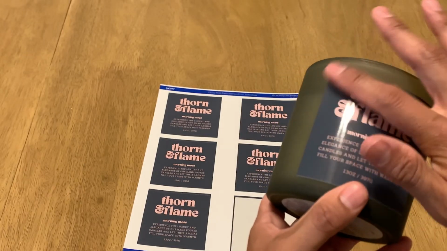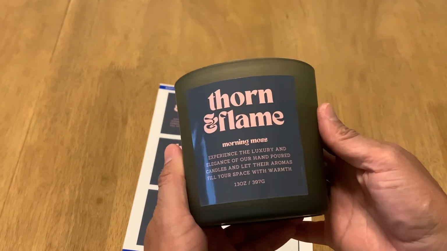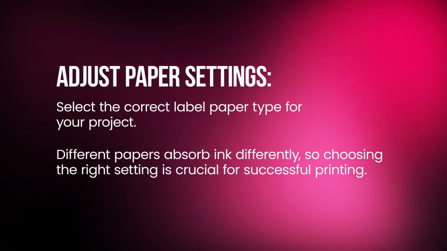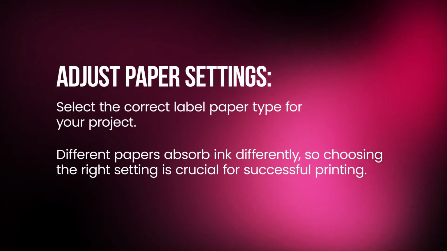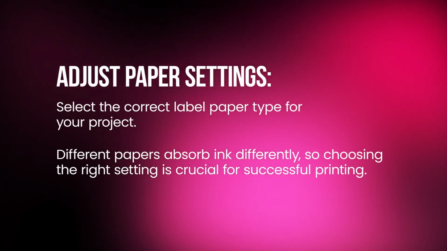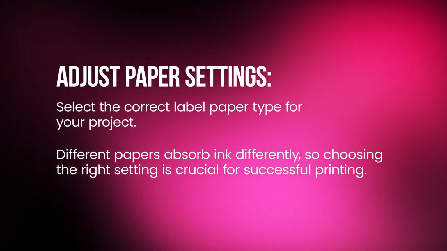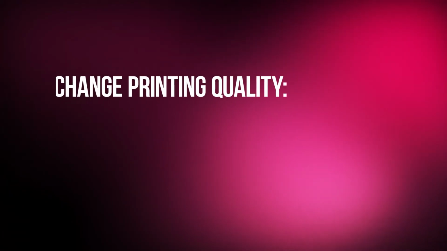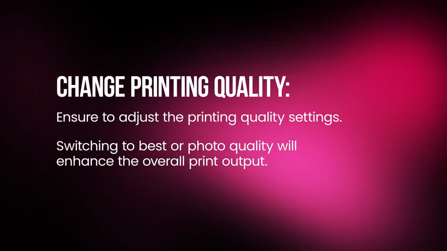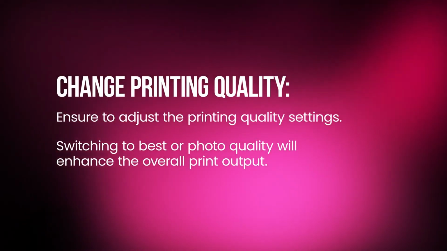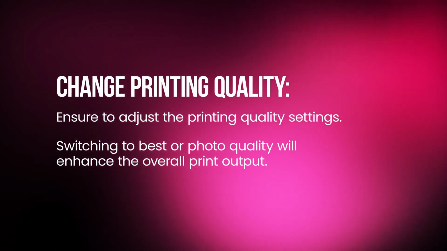And now as promised, here are my top tips for getting the very best printouts for your label project. Make sure you change your paper settings to the correct label paper you're using. Different papers absorb ink differently, so choosing the correct paper setting will set you up for success. Make sure you change the printer quality. Most printers are set to a default of normal or fine quality. Changing that setting to best or photo quality will enhance the printouts.